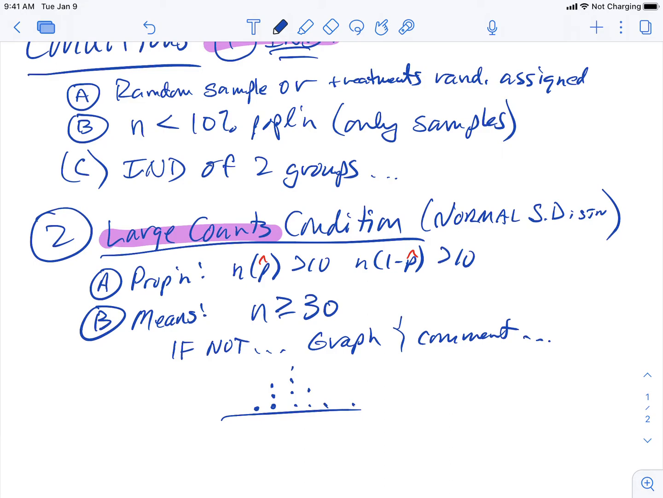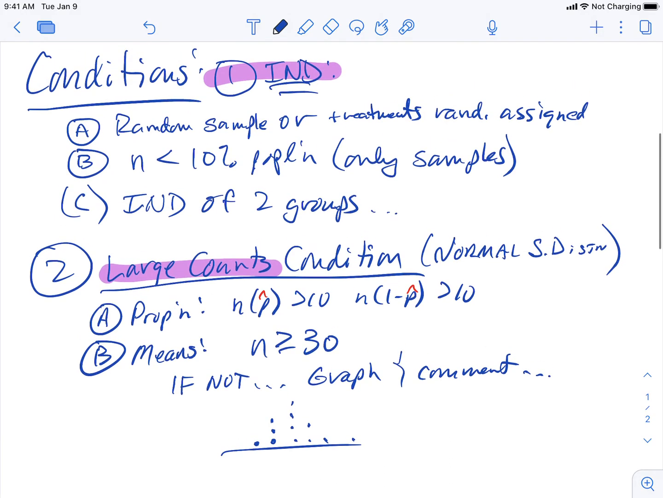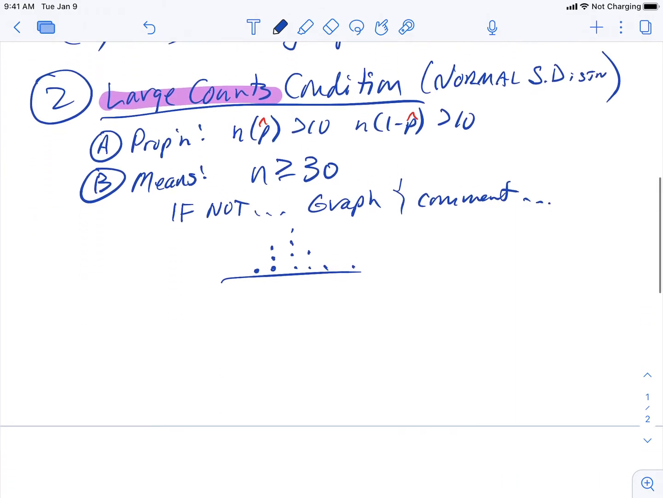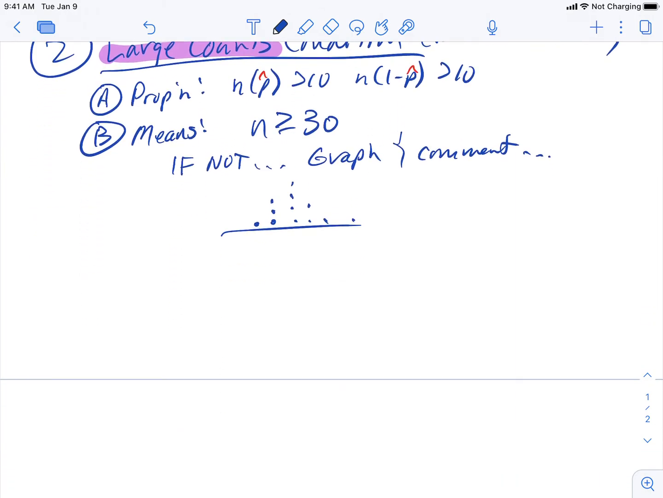even if you don't have a large enough sample size. So large counts condition and independence, those are really the two main categories of conditions. And if you can remember those, then maybe that'll get you down the road enough that you can remember how many conditions total you have to have. So there's item number 2.